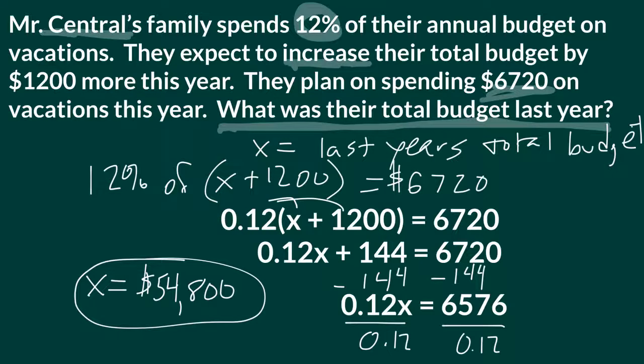If they asked the same question but wanted this year's budget, we would have to do the 54,800 plus 1,200, which would give you $56,000 for this year. But they didn't ask that. They asked for last year's.